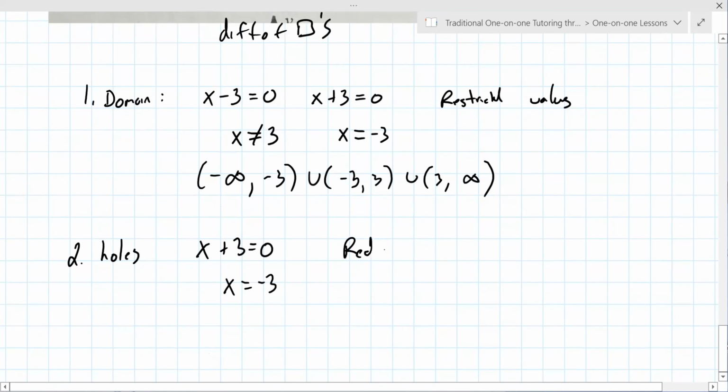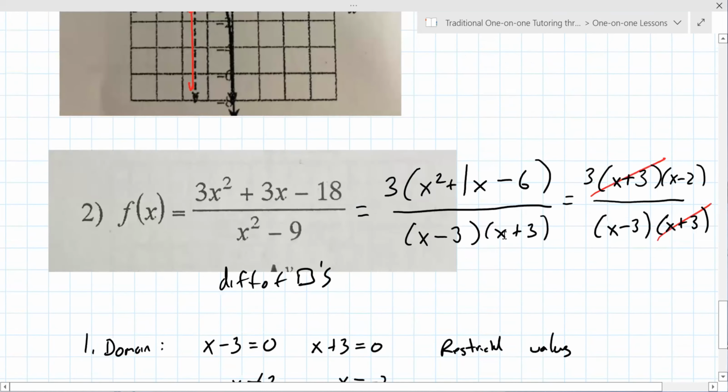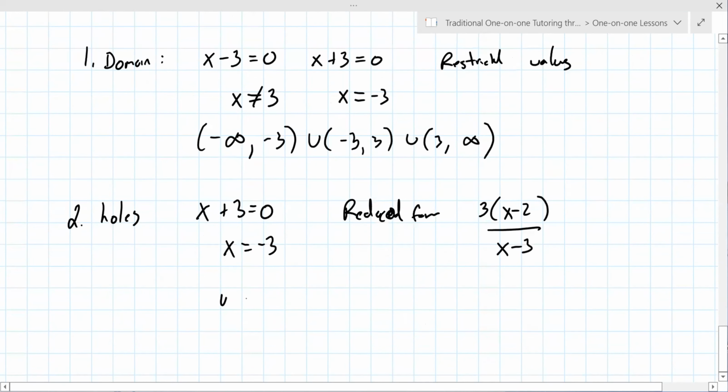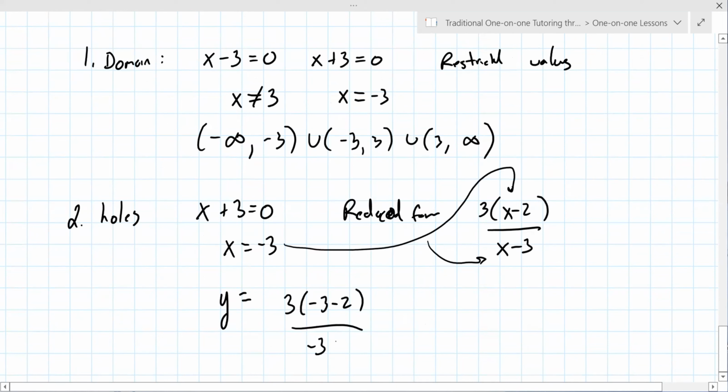But the reduced form is (3x minus 2) over (x minus 3), and we're going to work with the reduced form from here. To find the y value of the hole, you take the -3 and plug it in for x in both spots. So you get 3 times -3 minus 2 over -3 minus 3. That gives you -11 over -6, or what is that? 5 halves, or 2.5, if you will. So that's your y value.